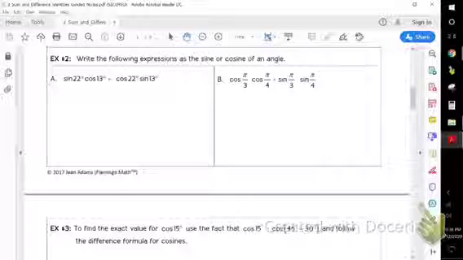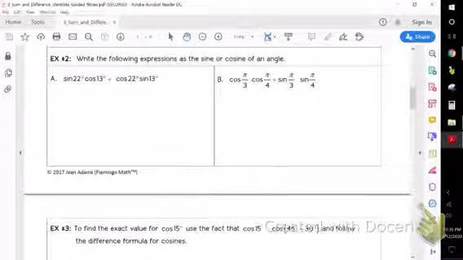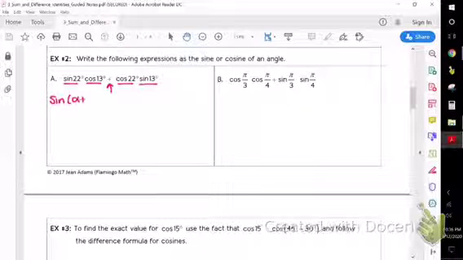For example 2, we're doing more of the same. We're going to write the following expressions as a sine or cosine of an angle. So look at A. It says sine cosine plus cosine sine. Well, we know that that is going to be sine of alpha plus beta.